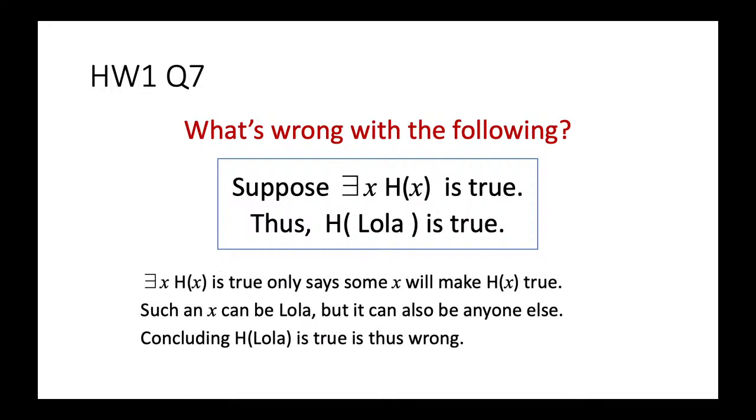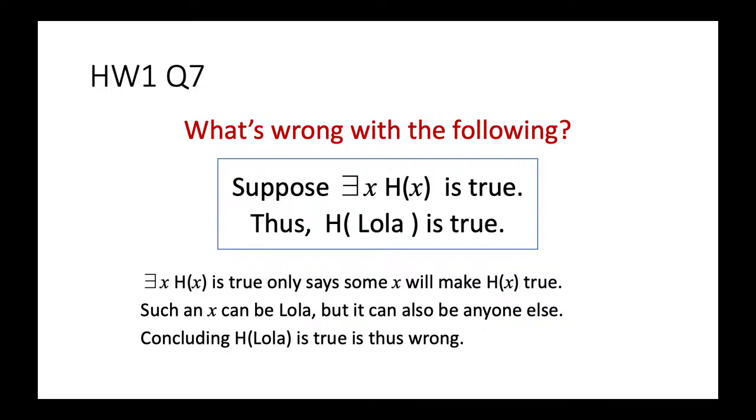In my explanation, I will first describe the meaning of "there exists x" is true. It only says that some of the x inside will make h of x true. Now, this x can of course be Lola, but it can also be anyone else. Because this x does not specify which person is making it true, we cannot jump into the conclusion that h of Lola is true.